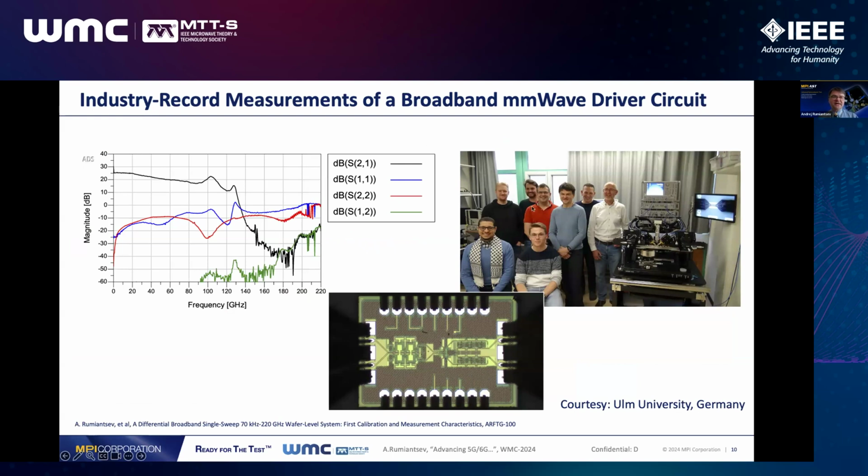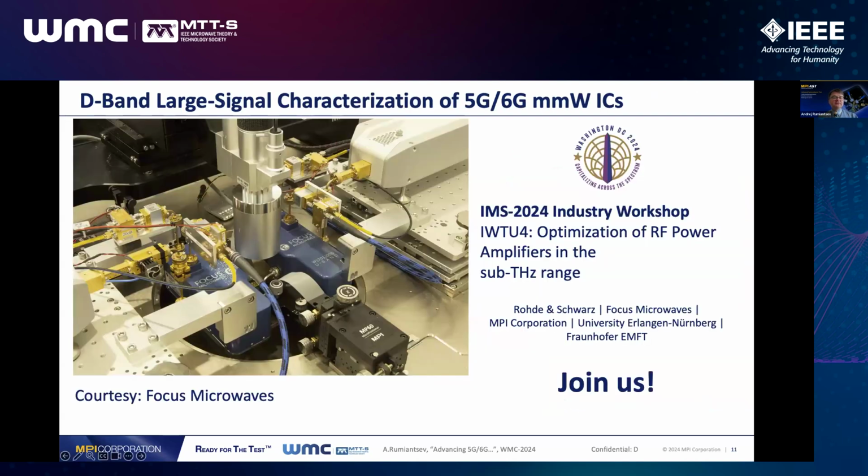This is the group of scientists and researchers from Ulm, together with Anritsu, MPI, and ATV, the people who distribute MPI in Germany. This is the first measurement of such a circuit, and we have a picture of this circuit as well. We collected this data shortly before Christmas two years ago. Also, differential characterization, single-ended characterization, and large signal analysis are all things we will discuss in our industry workshop. Here is an example of a D-band large signal characterization for 5G, 6G millimeter wave integrated circuits, also designed and developed in cooperation with Rohde & Schwarz, Focus Microwave, and MPI engineers.